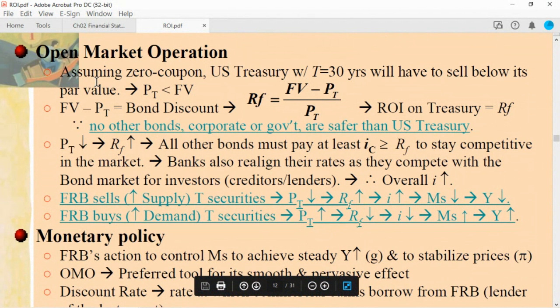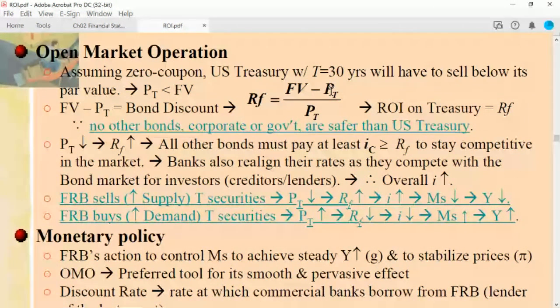So let's assume, to begin, a zero coupon U.S. Treasury bond with 30 years to maturity. So this is a 30-year U.S. Treasury bond, but it's zero coupon, meaning it's not paying any interest. So then what does that mean? This bond must sell at discount. This is a discount bond.